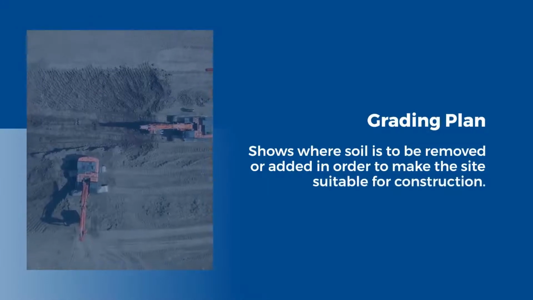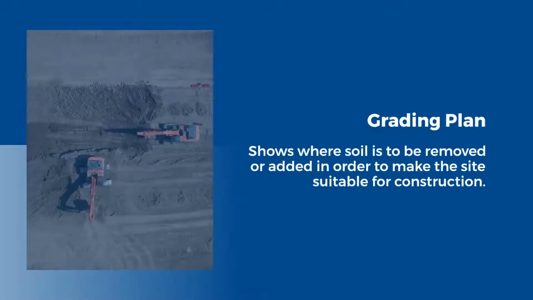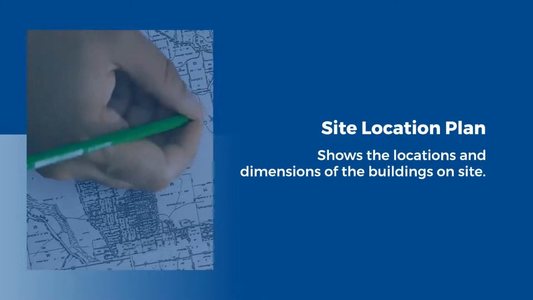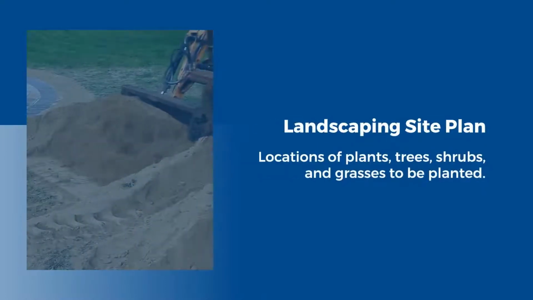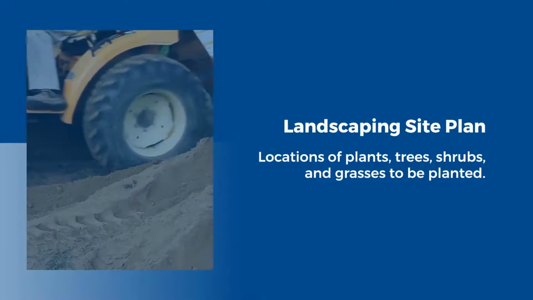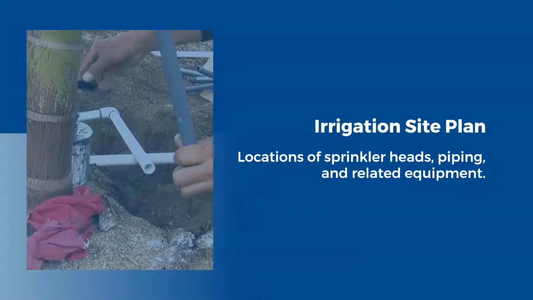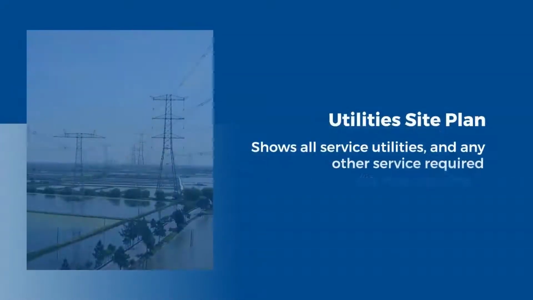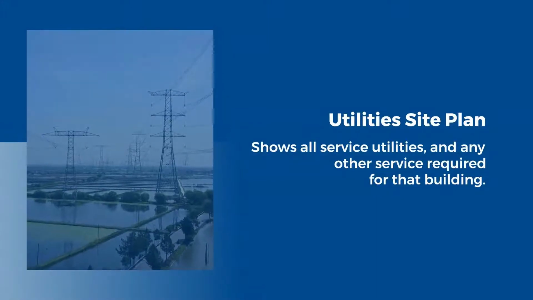The grading plan shows where soil is to be removed or added in order to make the site suitable for construction. The site location plan shows the locations and dimensions of the buildings on site. The landscaping site plan shows the locations of plants, trees, shrubs, and grasses to be planted. The irrigation site plan shows the locations of sprinkler heads, piping, and related equipment. The utilities site plan shows all service utilities and any other service required for that building.